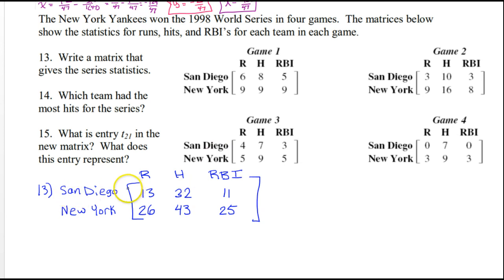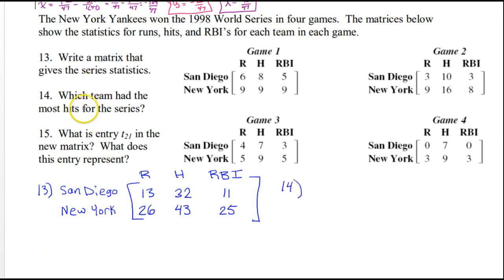So here I've broken it down, of course, San Diego and New York, and we wanted the statistics for runs, hits, and RBIs, runners batted in. And all I did to get the statistics for the entire series is I added the 4 corresponding elements in each matrix. For example, I added 6 and 4 and 3 and 0, and that's how I got 13. And I did that for all of the statistics. So this is the answer to number 13.